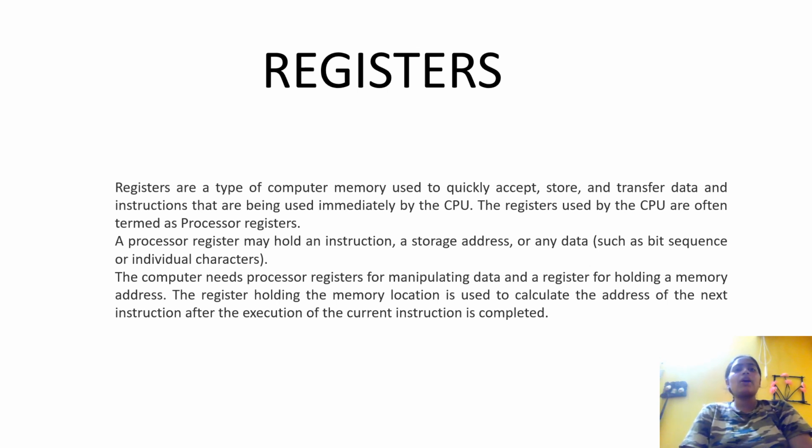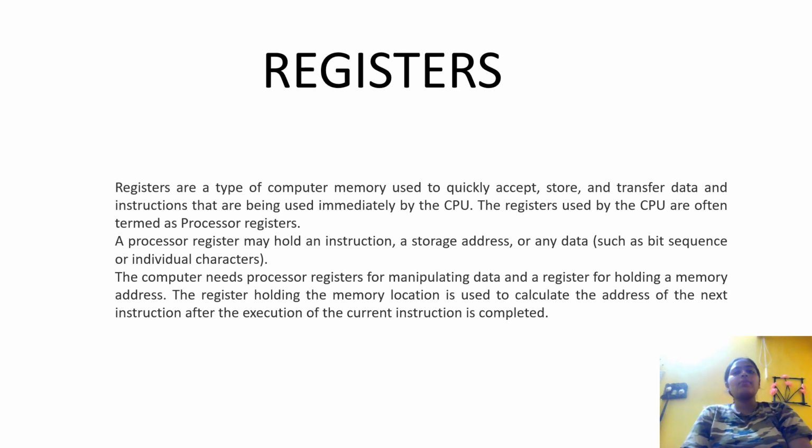Registers are a type of computer memory used to quickly accept, store, and transfer data and instructions that are being used immediately by the CPU. The registers used by the CPU are often termed processor registers. So the registers which the CPU uses are called processor registers. Let's see what a processor register is.